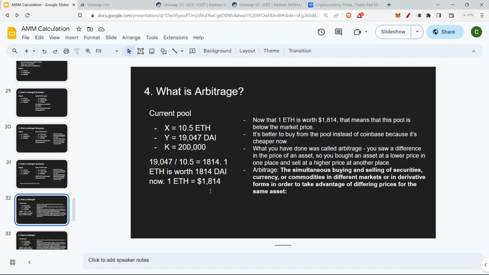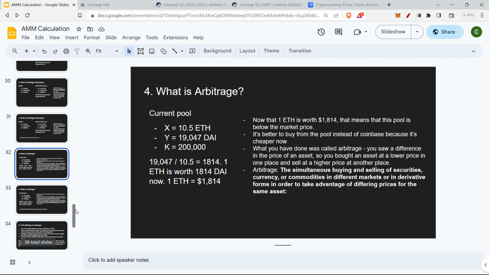If this pool exists now at 1.814k, what can you do with it? Well, you can buy a very small sum of ETH, so maybe you buy 0.1, and then you sell it on Coinbase to make some money. In other words, what you want to achieve is for every exchange to have the asset at the same price. So when this decentralized pool has 1 ETH at 1,840 and Coinbase has 1 ETH at 1,840, that means there is no reason and no place to arbitrage.